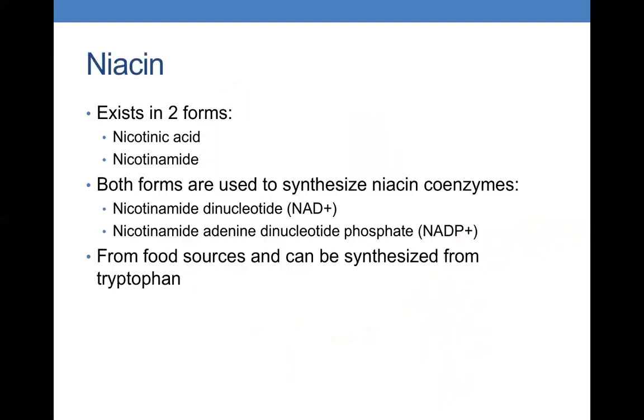Like I said, niacin exists in two forms, nicotinamide and nicotinic acid. Both forms help synthesize the coenzymes NAD+ and NADP+. And we can get this from food sources as well as synthesize it from tryptophan. We need 60 milligrams of tryptophan to make 1 milligram of niacin. And to convert tryptophan to niacin, we also need the vitamins riboflavin and B6.